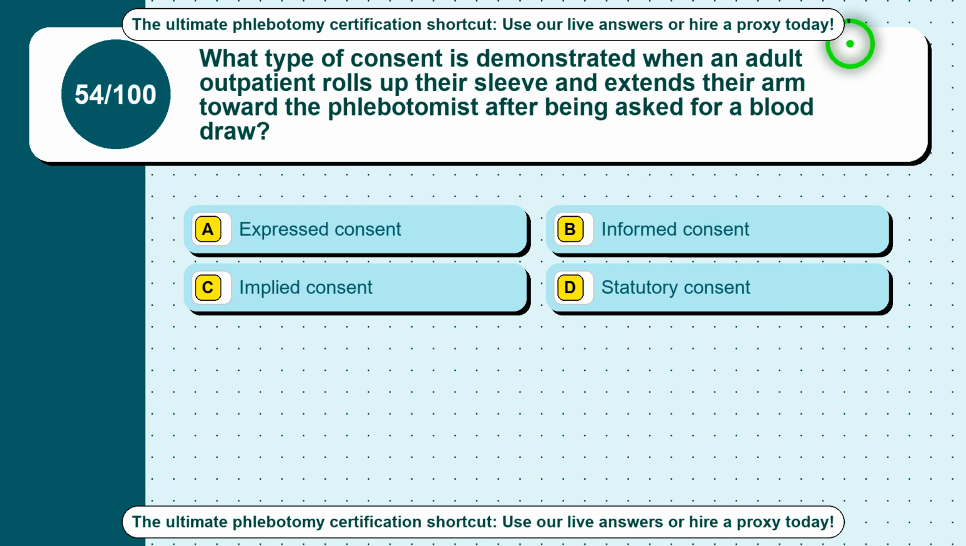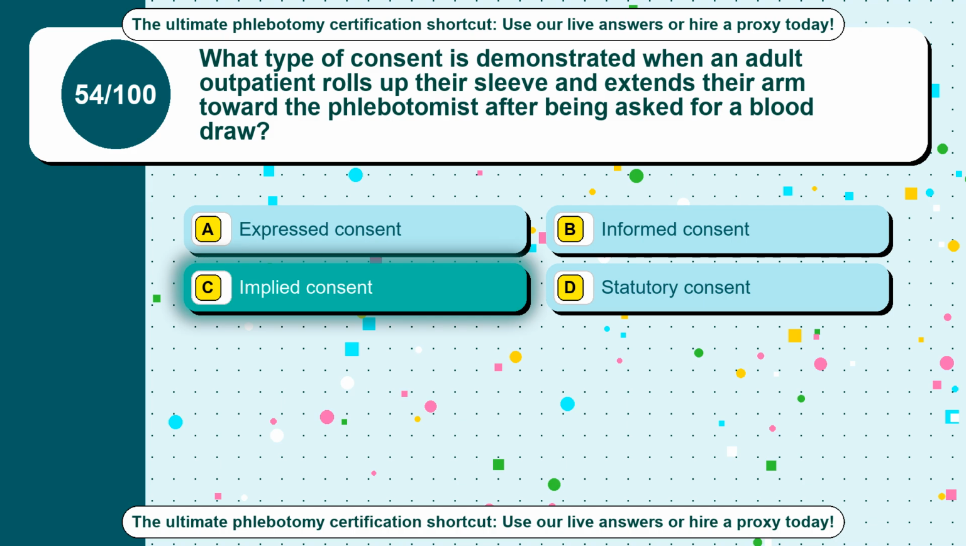Question 54. What type of consent is demonstrated when an adult outpatient rolls up their sleeve and extends their arm toward the phlebotomist after being asked for a blood draw? Option A, expressed consent. Option B, informed consent. Option C, implied consent. Option D, statutory consent. The correct answer is option C, implied consent.